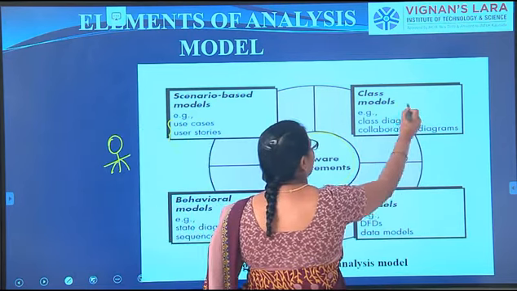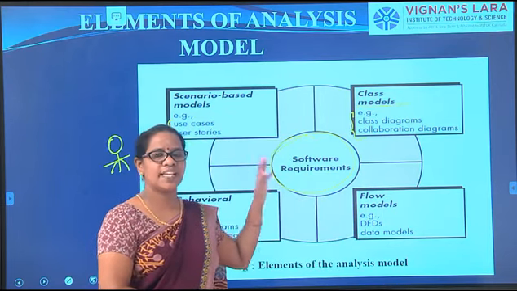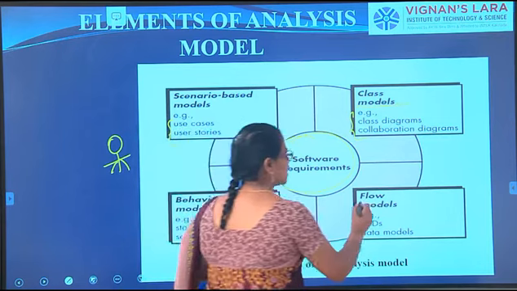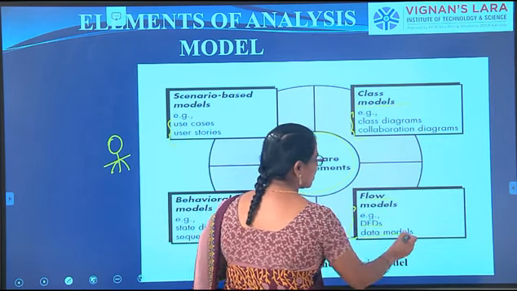Class models means they go for the class diagram and collaboration diagrams. What are those diagrams? Those diagrams are in the Unified Modeling Language. I will tell what the Unified Modeling Languages are when we reach that topic. The next one is the flow models. In flow models, we have data flow diagrams and data models. I think you people know about data flow diagrams: how the data has to flow from one point to another point, like a flow chart. Data models are also like DFDs, but they are about databases: how the tables have to be created, and how one table is linked to another table. That is data models.